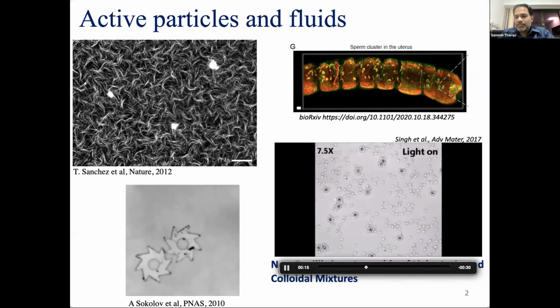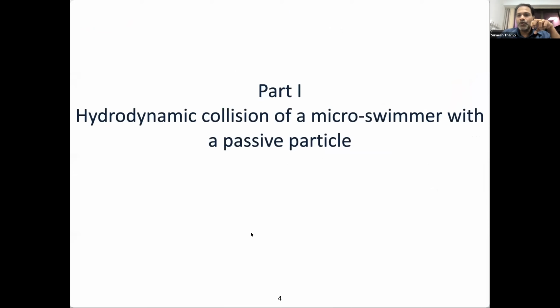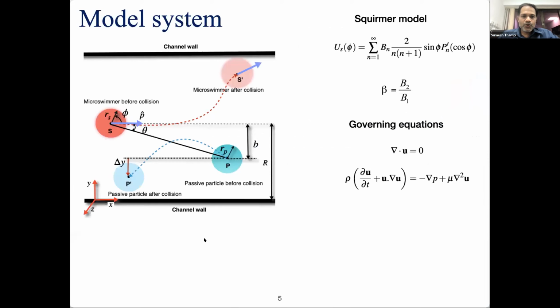That is where I'm going to look at hydrodynamic collision between a swimmer and a passive particle. First I'll explain the system and then I'll explain what happens. So we consider a simple system. Here you have this red particle. You can imagine this is essentially a swimmer, like one of those active particles that I spoke about, and let's say it is moving from left to right. It's a model system we are considering, and this is in a channel. The black line shows that it's confined in a channel and it's coming from left to right. And on its path, it encounters a blue particle, which is a dead particle.